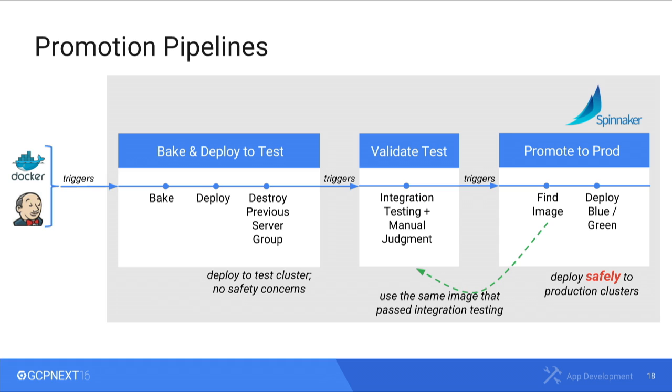Okay? So we roughly described the first pipeline. So we bake, deploy, and in this case, if you're just doing a test, you can do something like a destroy. You're not going to do a rollback in a test cluster.